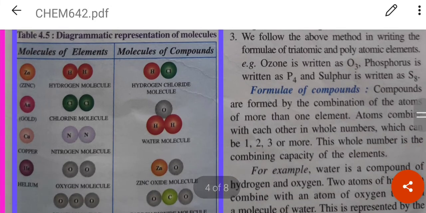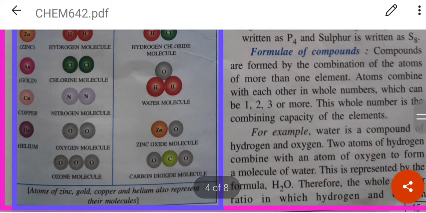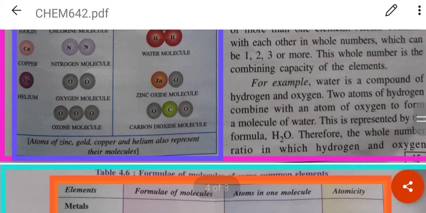As you can see, the formula of ozone is O3. Okay, it contains 3 atoms of oxygen, phosphorus P4, sulfur S8. Now, what about the formula of compounds? Formula of compounds, okay, it is formed by the combination of atoms of more than one element. Okay, so atoms combine with each other in whole numbers, which can be 1, 2, 3 or more. And this whole number is the combining capacity of the element.